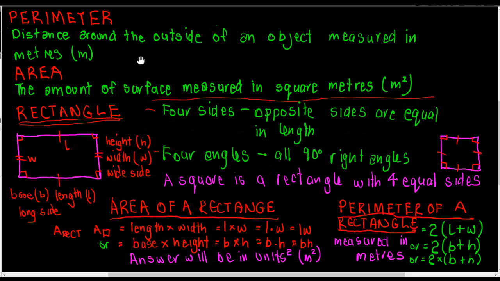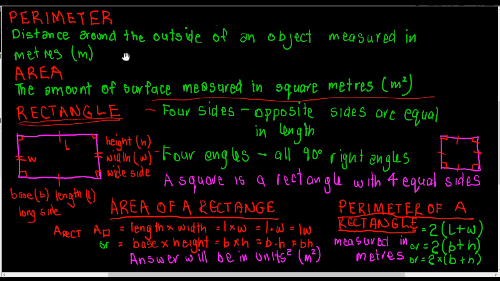Perimeter. What is the perimeter? Well, it's the distance around the outside of an object, and in the metric system we tend to measure that in meters, although it can be measured in any unit you like, really. And it's the outside of an object. So in military terms we talk about our perimeter, or the security of our perimeter, or a perimeter fence, a fence around the outside of the object.